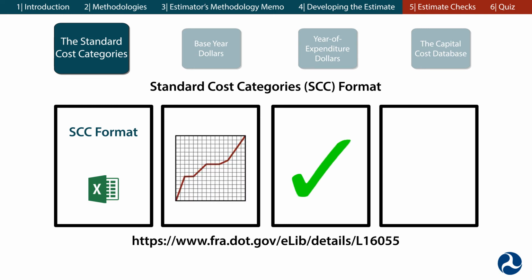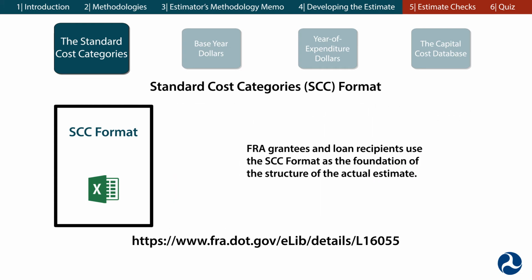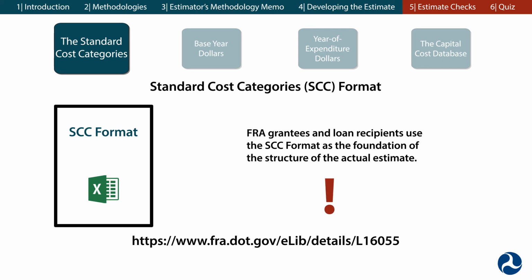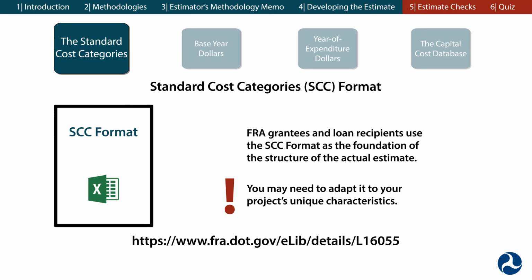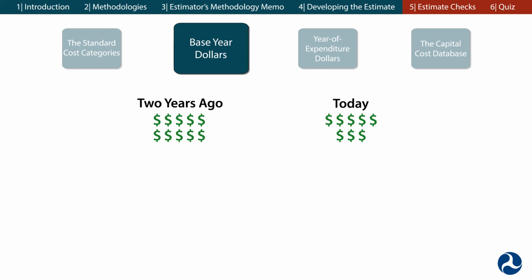The SCC format allows you to make comparisons among estimates, and it makes it easier to track, evaluate, and control cost changes over time. Often, FRA grantees and loan recipients use the SCC format as the foundation of the structure of the actual estimate. However, you may need to adapt it to your project's unique characteristics. Due to inflation and the length of time it takes to plan, design, and build rail projects, the buying power of money gets reduced over time.